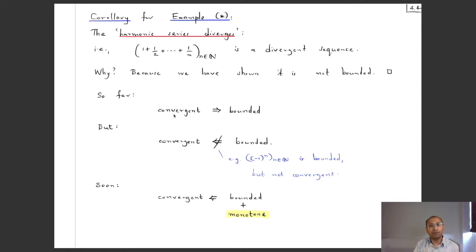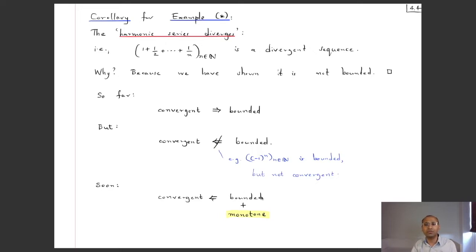So now, since we showed that this sequence whose nth term is given by 1 plus half plus 1 by 3 and so on up till 1 by n is unbounded, it cannot be convergent, because if it was convergent then it would be bounded, but we showed that it's not bounded. So automatically we know that this sequence is in fact a divergent sequence. Okay. So far what we have seen is that whenever a sequence is convergent, it is bounded. So it's a natural question to ask, is the reverse implication true? Are all bounded sequences convergent?